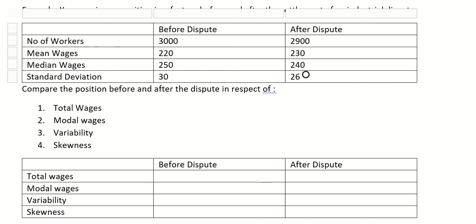Median wages have also changed. See here, median wages earlier was 250, now it is 240, and standard deviation earlier was 30 and now it is 26. So now lesser standard deviation also indicates that the company is paying quite equal amount of wages to all the workers, because mean value, the standard deviation, what is standard deviation? Standard deviation is variation from the mean value.